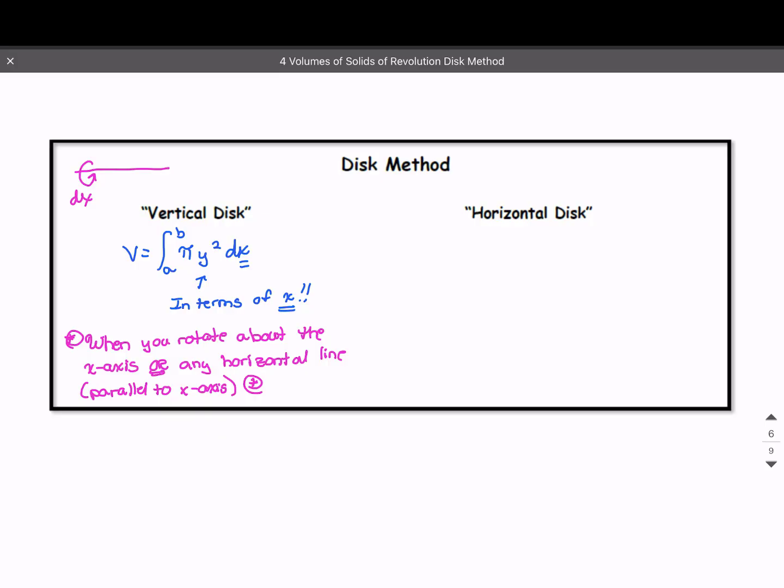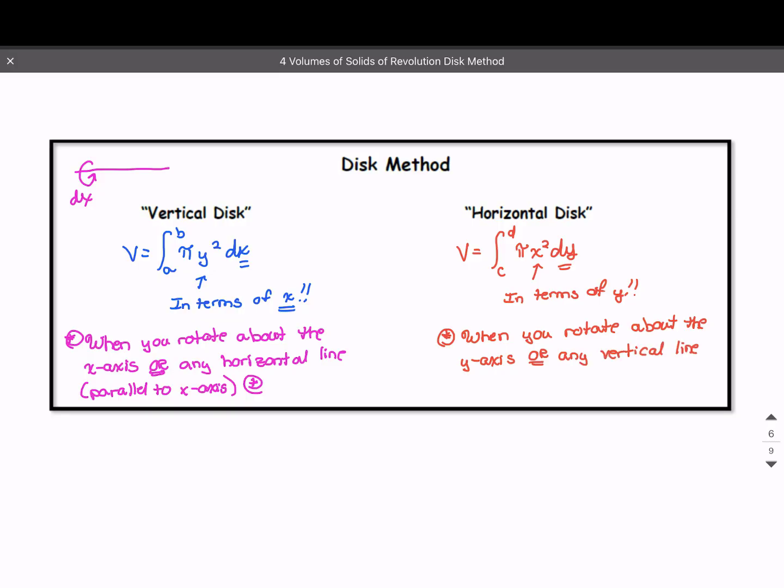Now, if we use horizontal discs, now the volume is the integral from c to d of pi x squared dy. Now this x is the function in terms of y. And this happens whenever you rotate about the y-axis or any vertical line, which, by the way, is parallel to the y-axis.